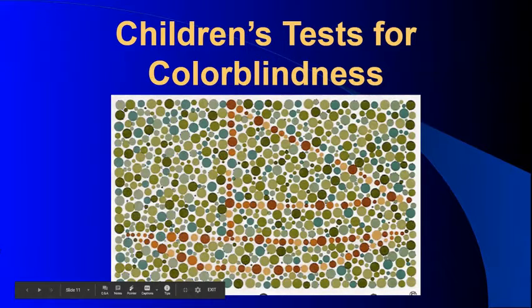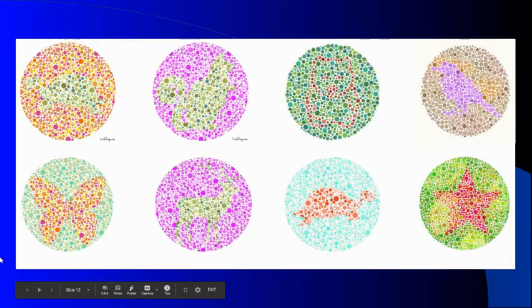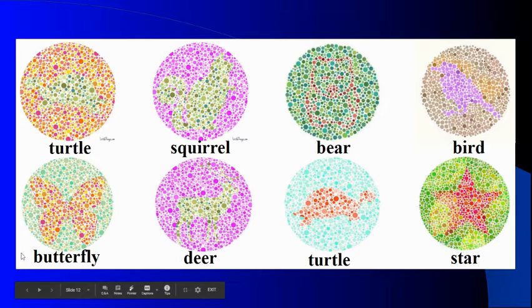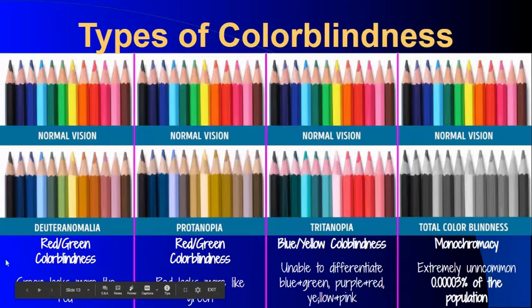There are also colorblind tests for children, especially those that maybe don't know their numbers, but they're able to identify pictures. And as I said before, there are different kinds of color blindness. And so the different kinds of color blindness allow an individual to see colors a little bit differently than normal.